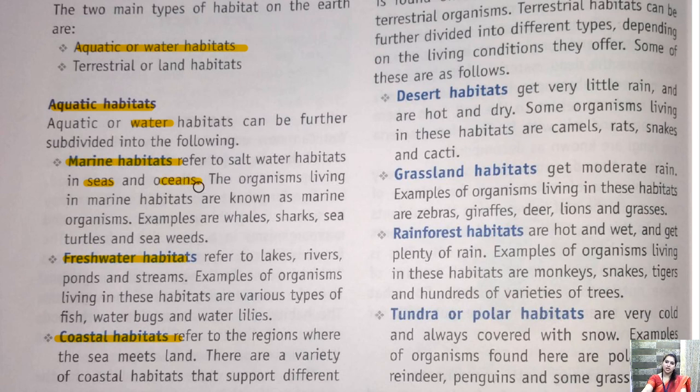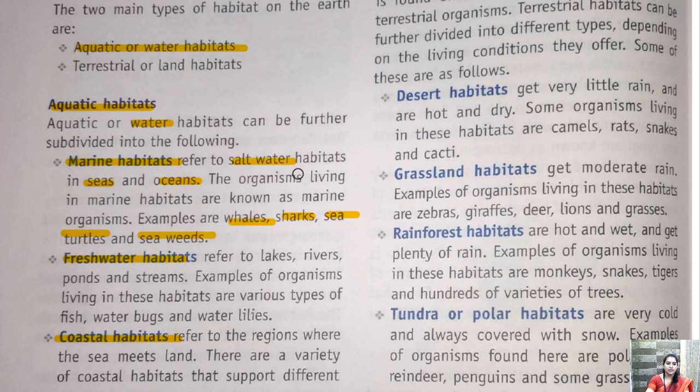Have you ever seen sea and ocean? You must have seen it when you have gone for outing. So sea and ocean basically has a salt water. Okay. So there are few animals that survive in this salty water. Examples are whales, shark. So you must have seen whales and shark and sea turtle, seaweeds. All these animals survive in a marine habitat where the water is salty.